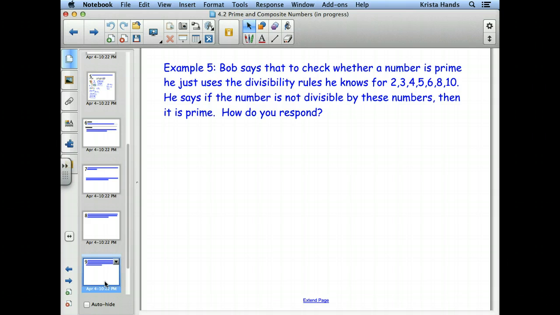49. I think 49 because it's got the 7 in there. That's true. 49 would work as a counterexample because we didn't have a divisibility test for 7. That's a good example. What else can we have? Is that 121? So what's wrong with 121?